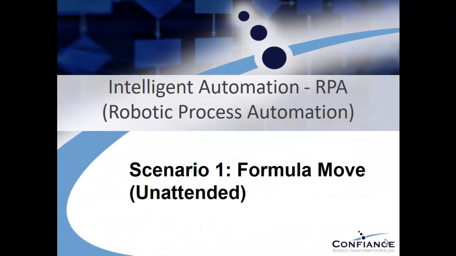Scenario 1, Formula Move. In this scenario, formula is a core component of production. It needs to be moved from the legacy system to the new product lifecycle management system. Currently, there are several manual steps. Let's take a look at these manual steps.